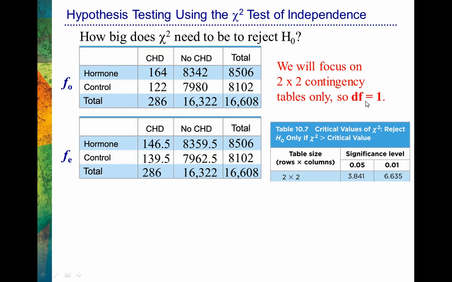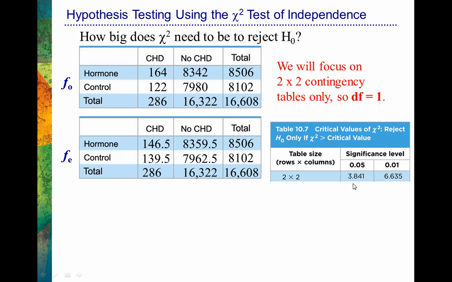This is just a reminder that we're always dealing with 1 degree of freedom because we have 2 rows and 2 columns. The way we figure out degrees of freedom is to take the number of rows minus 1, so that would equal 1. Take the number of columns minus 1, that would equal 1. We multiply those two values. 1 times 1 equals 1. We will always have 1 degree of freedom. And when we do for a 2x2 table, these will be our critical values.